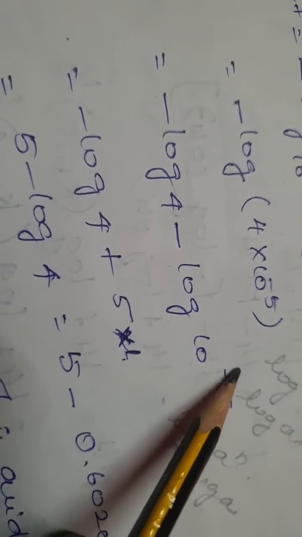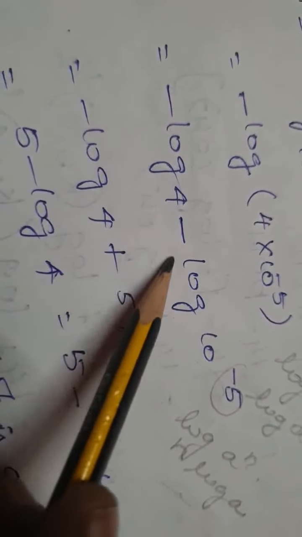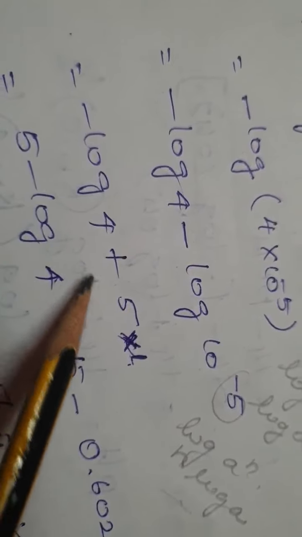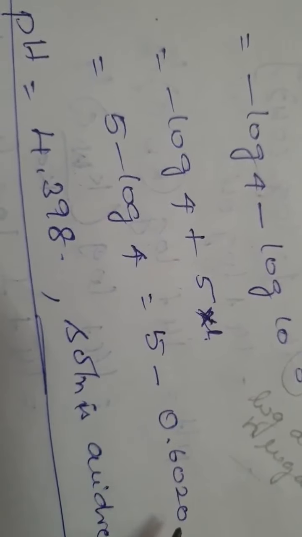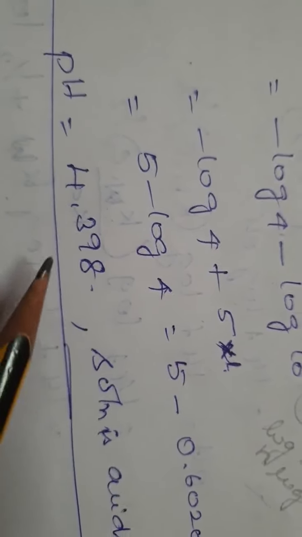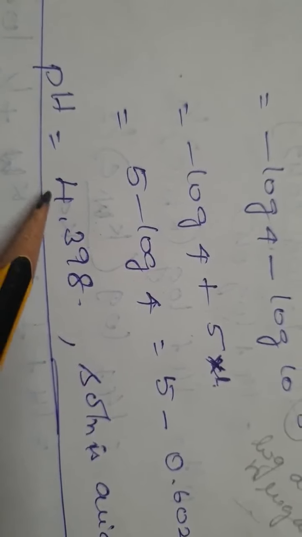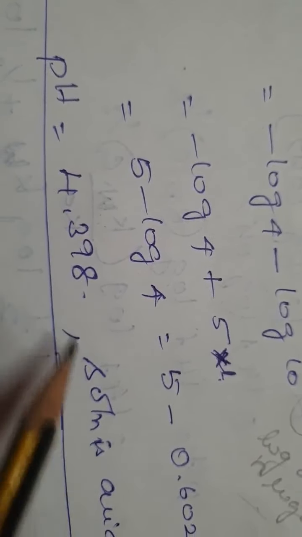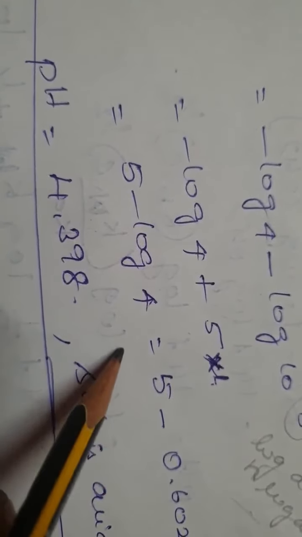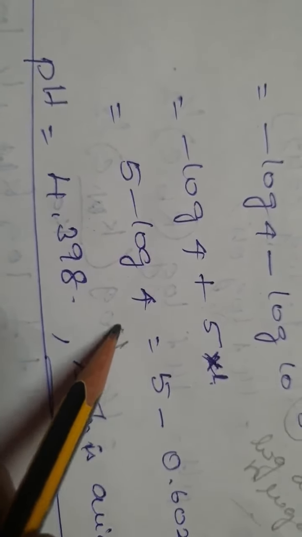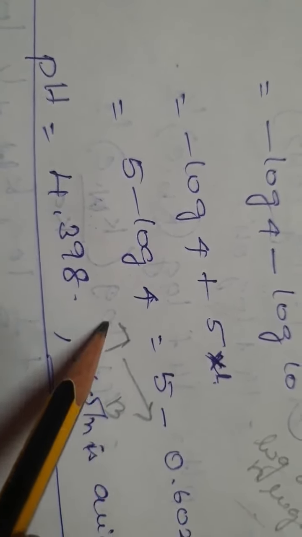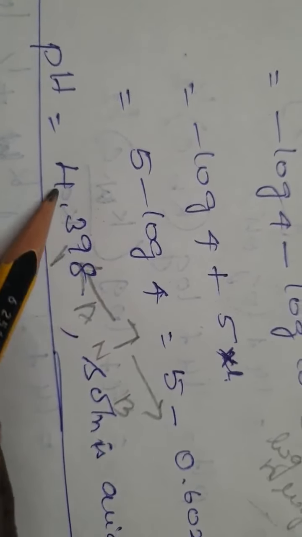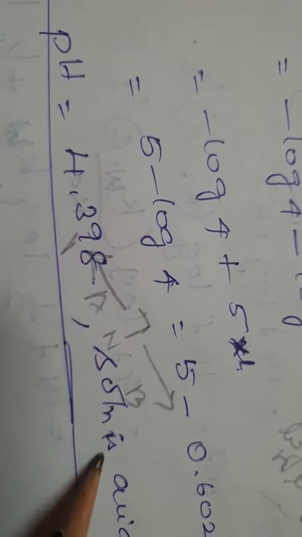So like that, you have to take this 5 to here, which means minus into minus is plus. So minus log 4 plus 5 into log 10, whose value is 1. So 5 minus log 4, and log 4 value is 0.6020. If you subtract these two values, you get pH is equal to 4.398. Already you know the pH scale: pH equal to 7 means neutral solution, pH greater than 7 means basic solution, and pH less than 7, from 1 to 7, means acidic solution. So here this value is 4.398. It's below 7, which means the solution is acidic.